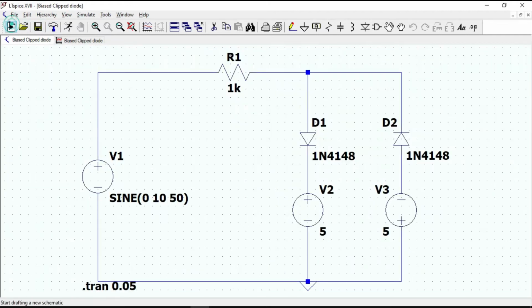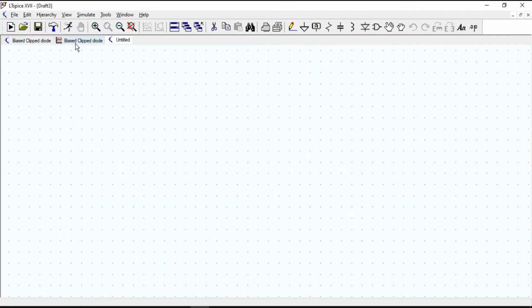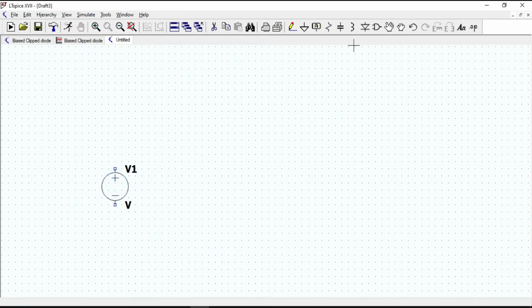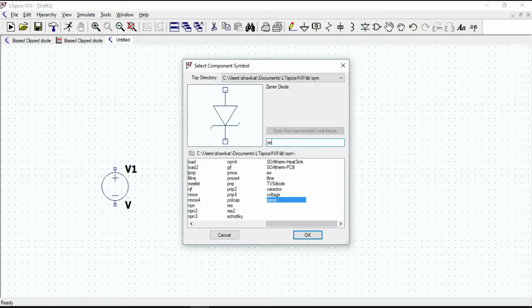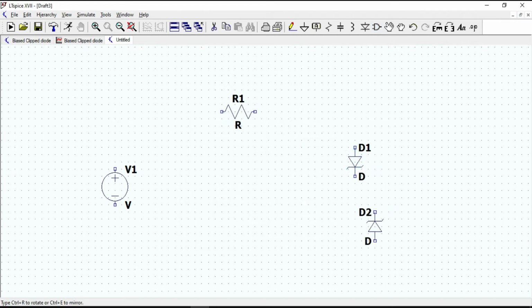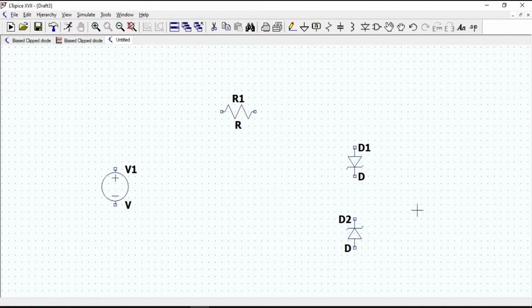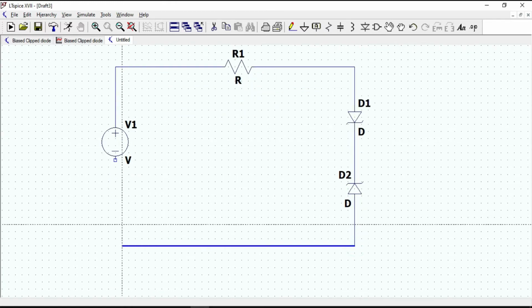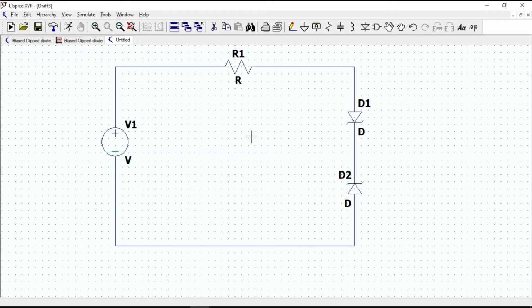Now let us look at the Zener diodes to see how we can get the same waveform without using biasing voltages. Let us bring a voltage source, then add a resistor in series to the voltage source. Finally, we need to use back-to-back Zener diodes. Reverse this one. Now connect all the components, and add the ground.